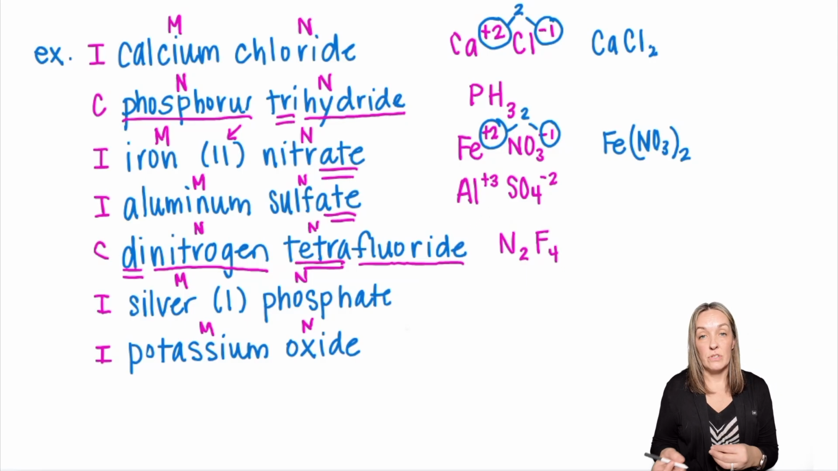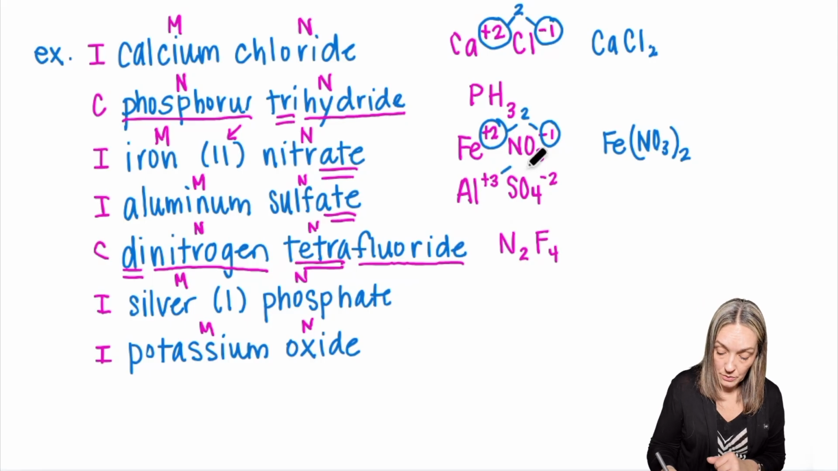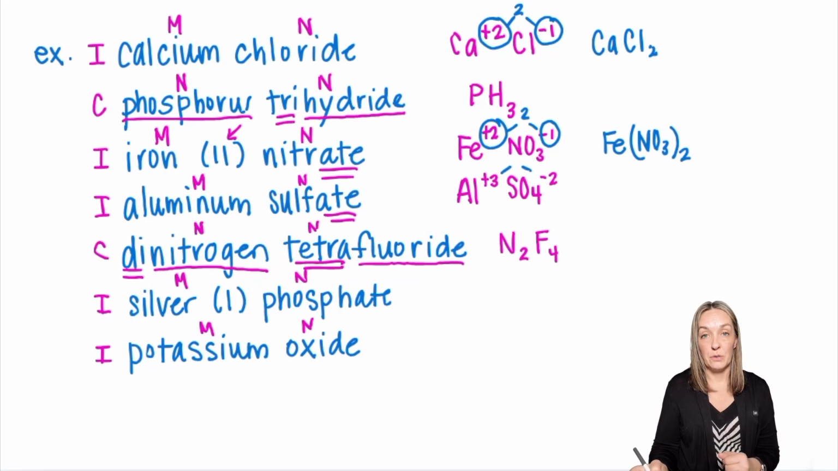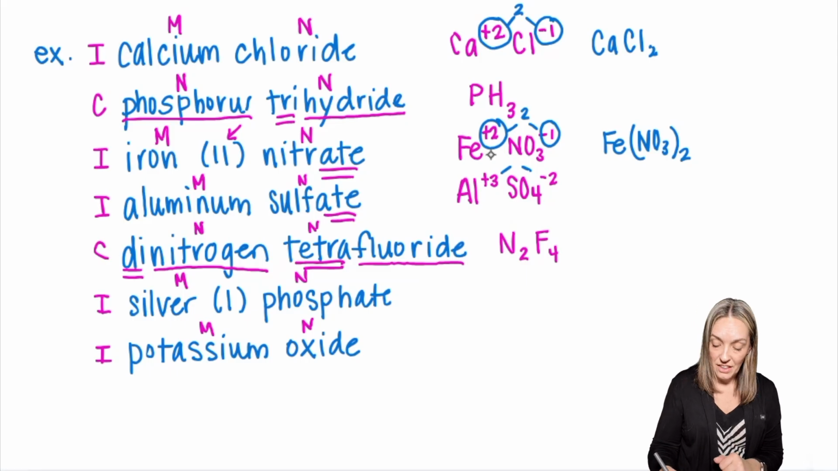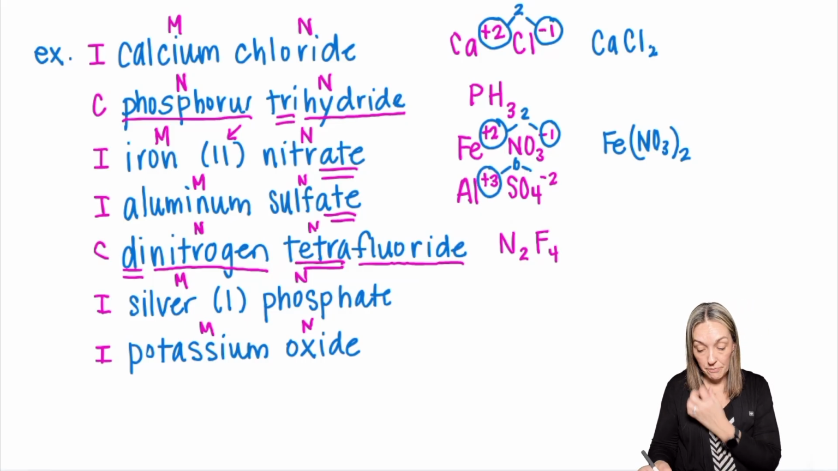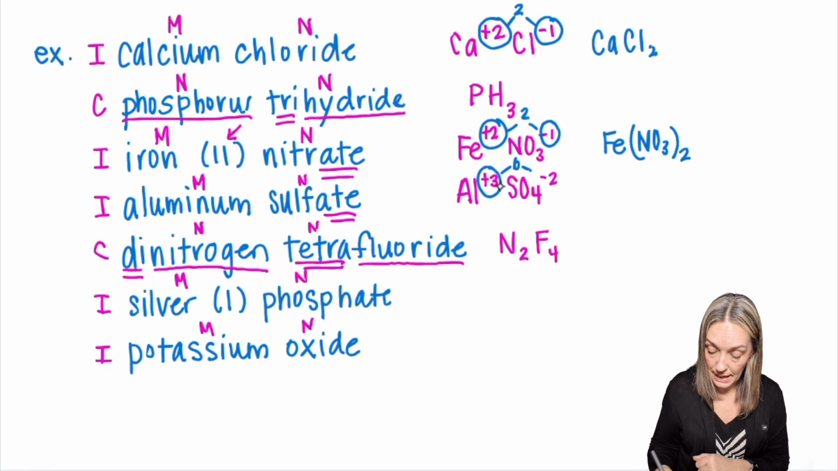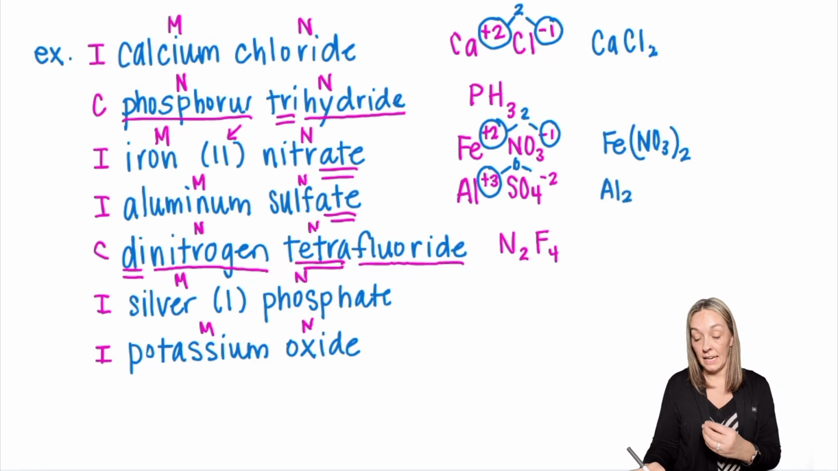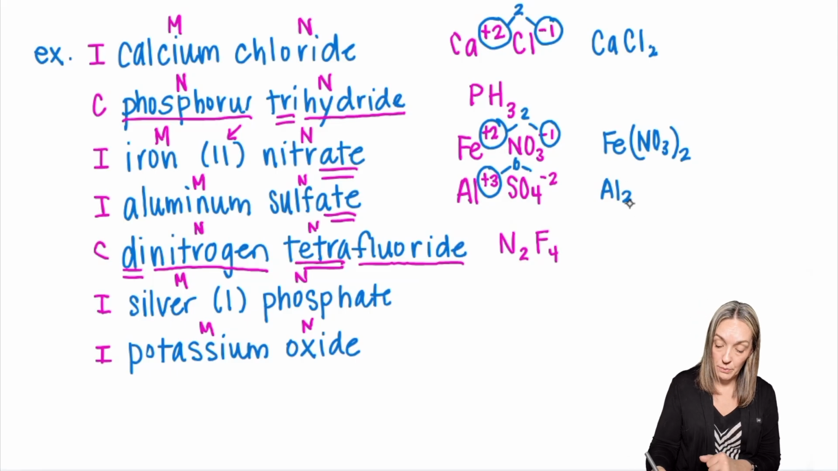Once I've identified the charges of each atom, I now need to figure out the lowest common multiple between them. What do they both fit evenly into? 3 and 2 fit evenly into 6. So I have to determine how many aluminums I need. In order to get this to a +6, I'm going to have to multiply my aluminum by 2, meaning that I need 2 of them. I'm going to show that with a subscript.